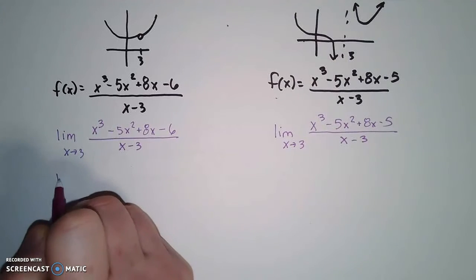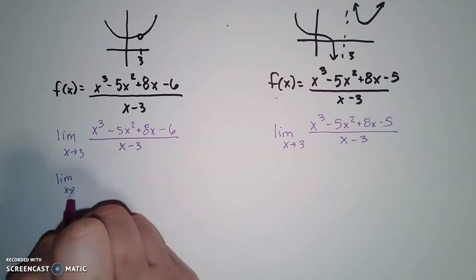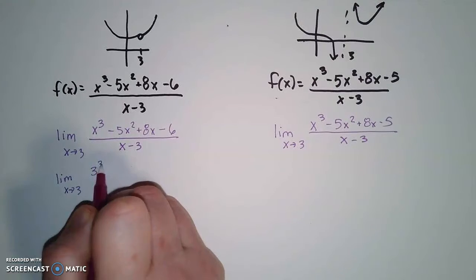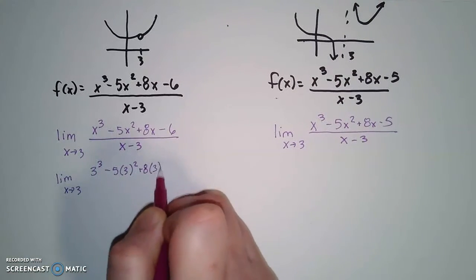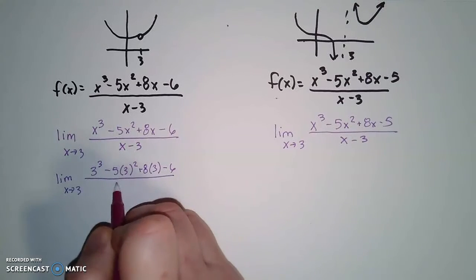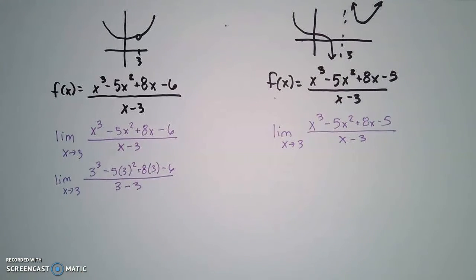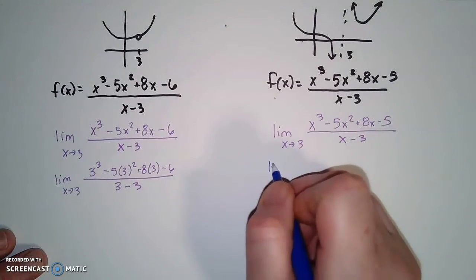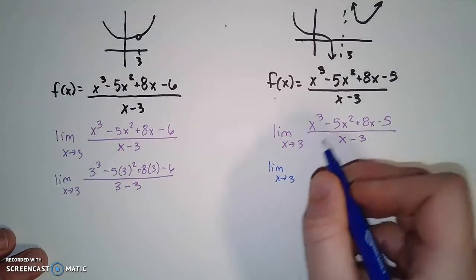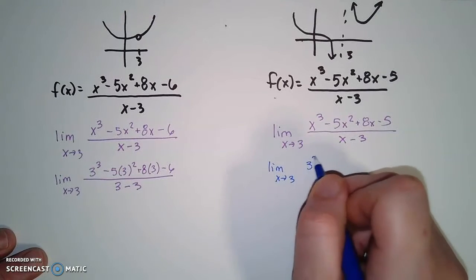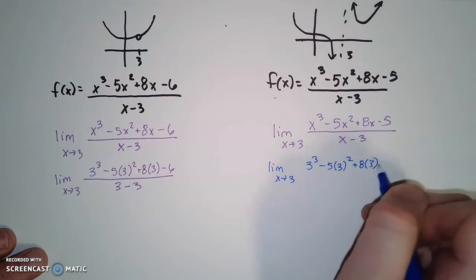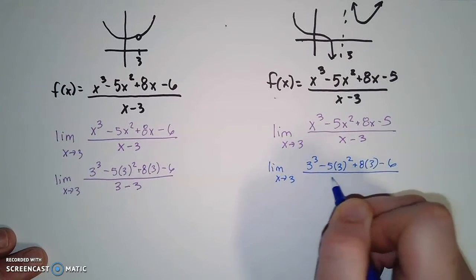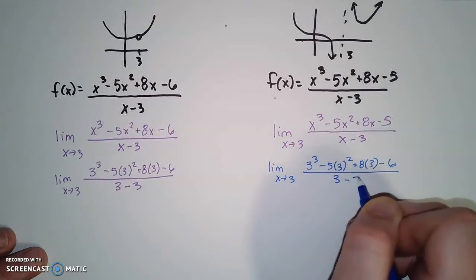So we're going to take the limit as x approaches 3. I'll fill 3 into the top. 3 cubed minus 5 times 3 squared plus 8 times 3 minus 6 over 3 minus 3. And guess what I would do to the other side? I do the exact same thing for the other equation. Limit as x approaches 3 of 3 cubed minus 5 times 3 squared plus 8 times 3 minus 6 over 3 minus 3.